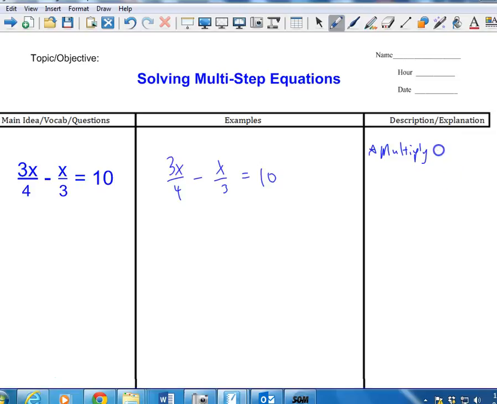Multiply every term by the least common multiple of the denominators.